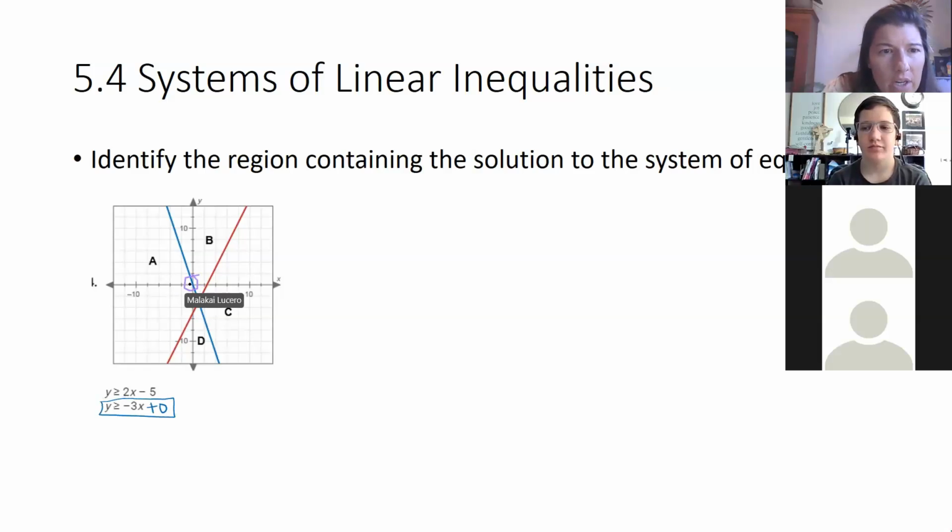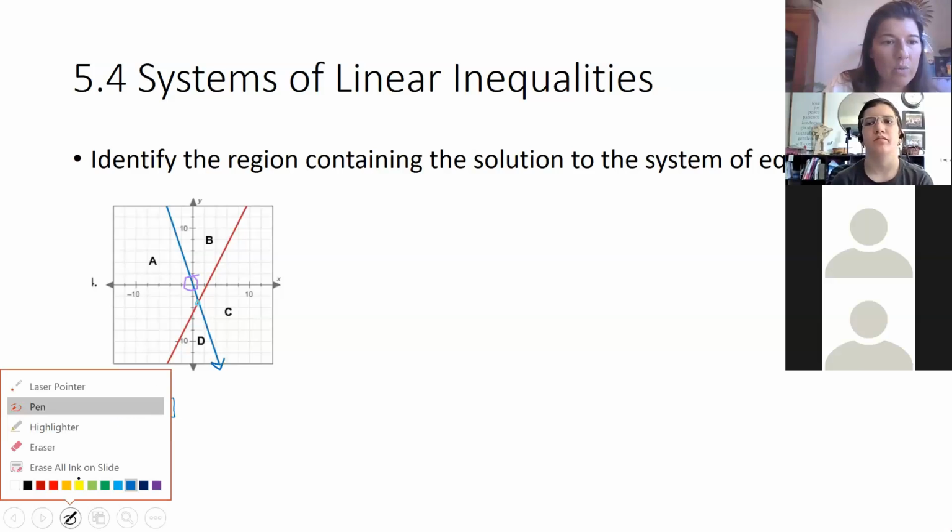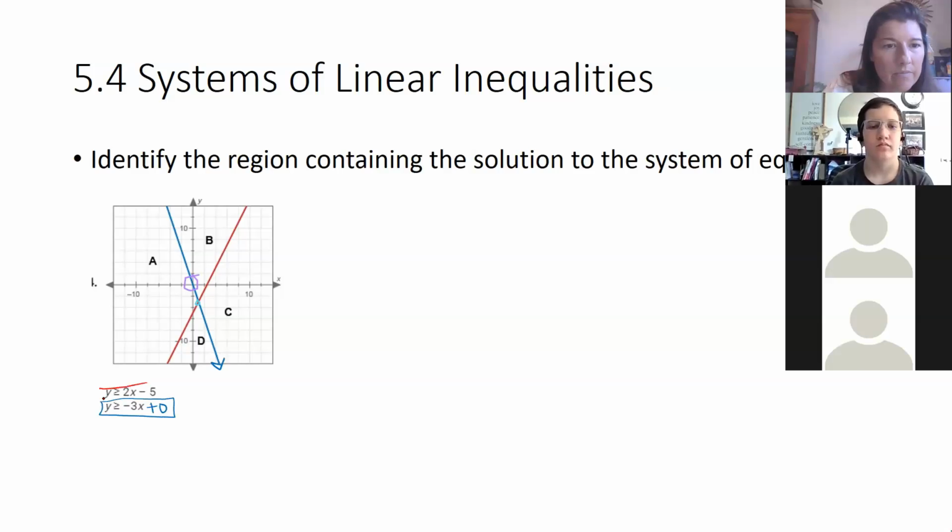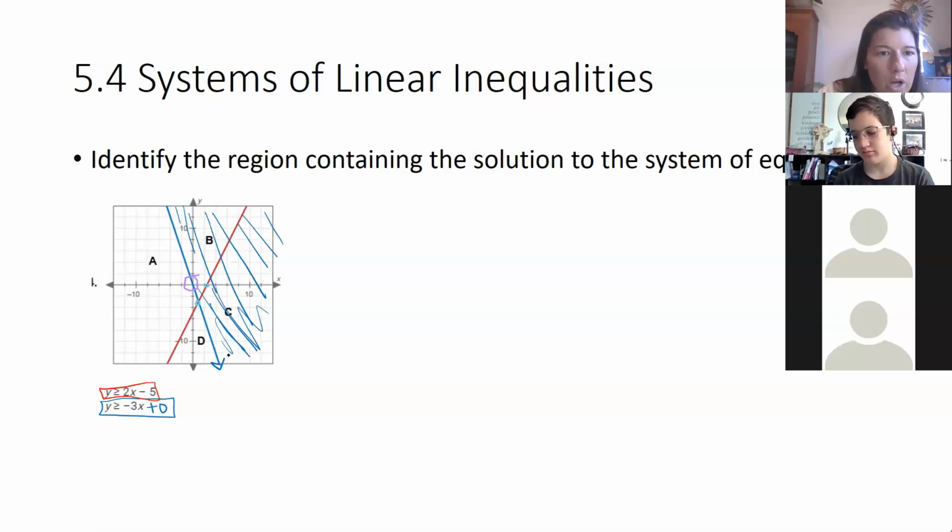Yeah, good call, Malachi. So our blue line is y is greater than or equal to -3x, which means our red line is y is greater than or equal to 2x minus 5. Okay, so for blue, we want to be shaded greater than the line. So all the values that are greater than the line. So we're going to be shading for blue all the values greater than the line.